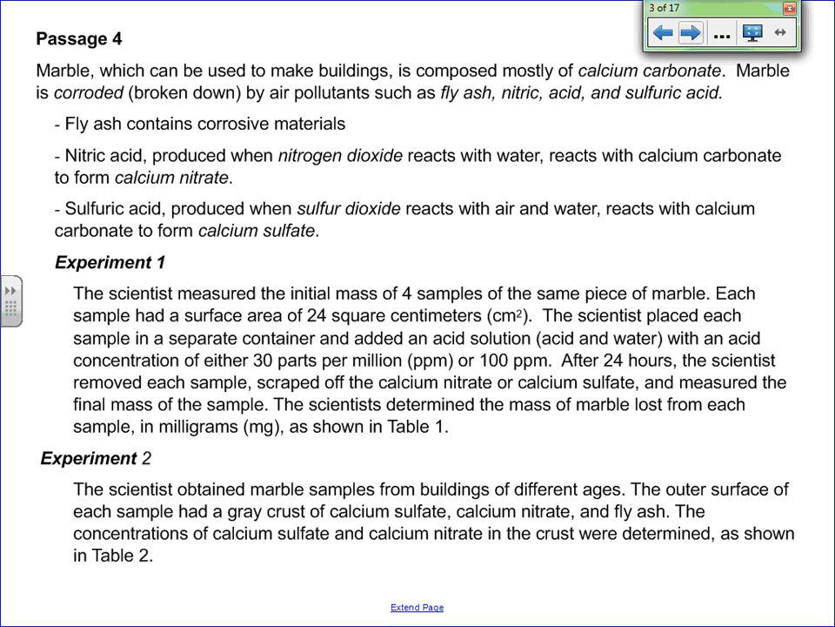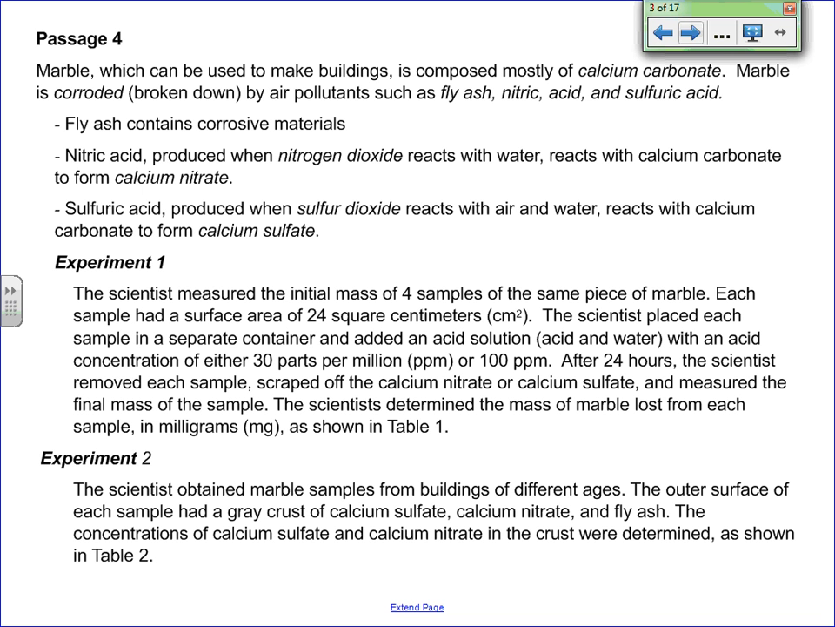Experiment 1. The scientists measured the initial mass of 4 samples of the same piece of marble. Each sample had a surface area of 24 square centimeters. The scientists placed each sample in a separate container and added an acid solution, which is acid and water, with an acid concentration of either 30 parts per million or 100 parts per million. After 24 hours, the scientists removed each sample, scraped off the calcium nitrate or calcium sulfate, and measured the final mass of the sample. The scientists then determined the mass of marble lost from each sample in kilograms.